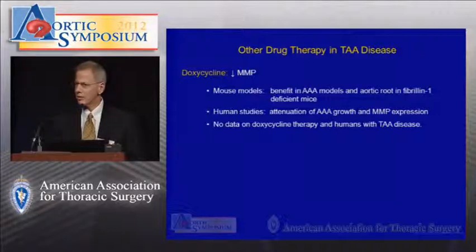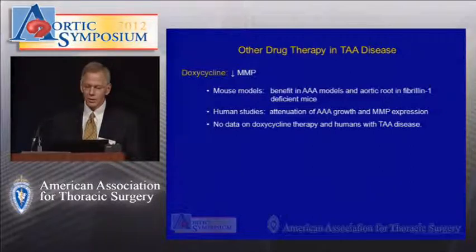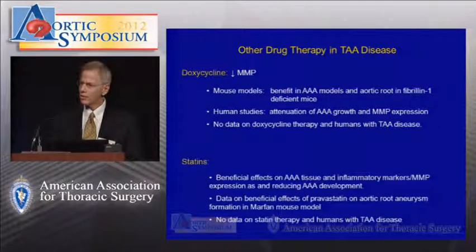Other drugs in thoracic aneurysm disease have even less data, really no data in humans as far as long-term therapy. Doxycycline, by its benefit of decreasing MMP activity, shows benefits in abdominal aortic aneurysm disease and in mouse models of Marfan syndrome in preventing aortic root aneurysms. Similarly, statin drugs have benefit in abdominal aortic aneurysm disease and on tissue samples. Pravastatin showed benefit in a mouse model of Marfan syndrome in lessening aortic aneurysm, but there is no data on doxycycline or statin drug therapy in thoracic aortic aneurysm disease in people.